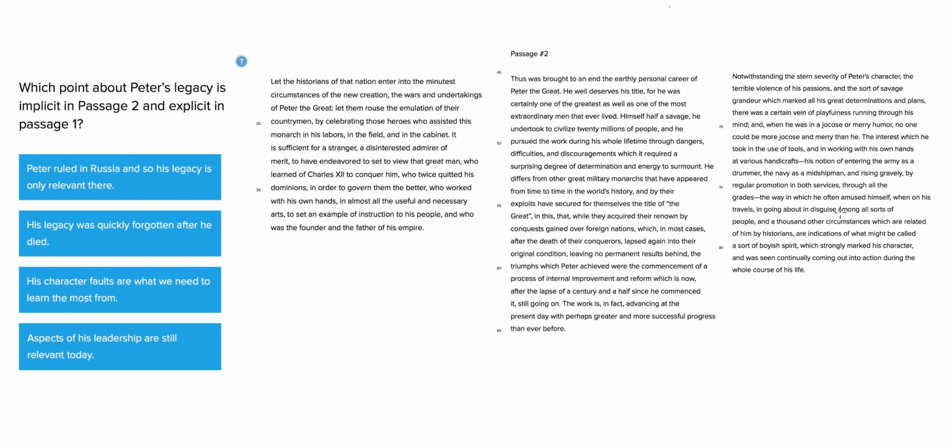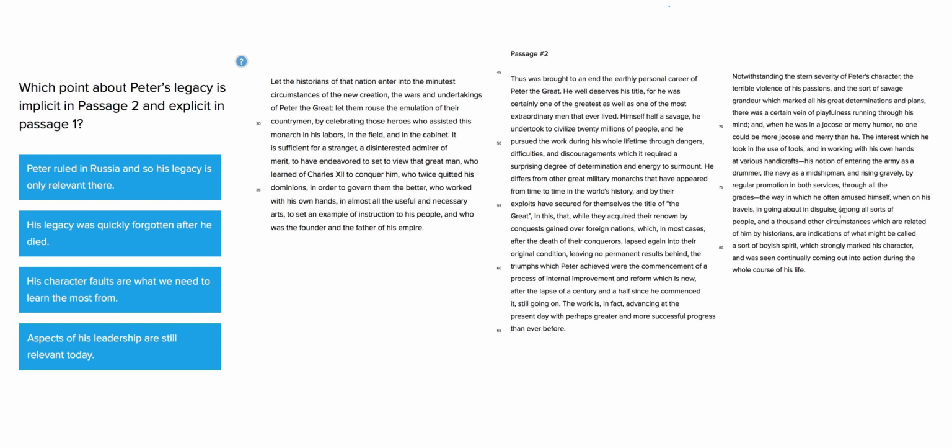Okay, so last question, but we've saved the most difficult question for last. This question is asking about which point regarding Peter's legacy is implicit in passage 2 and explicit in passage 1. Explicit means that it's specifically going to be stated in the passage. Implicit means it's not going to be directly stated, but it can be reasonably inferred from a line or the passage overall.